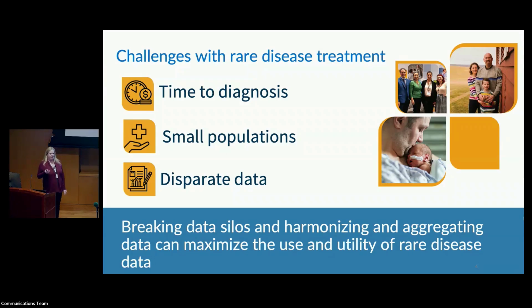And like we've seen in a lot of different cases, data is collected from rare disease patients, but often can be heterogeneous or siloed or disparate. So we need to be able to aggregate this data and break these data silos. Using standards like we do in Biocuration to standardize the data and harmonize it can help to maximize the utility of this rare disease data.